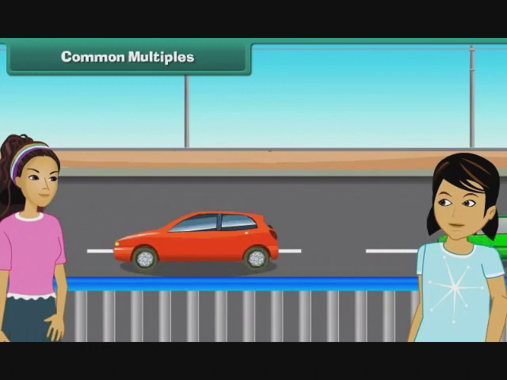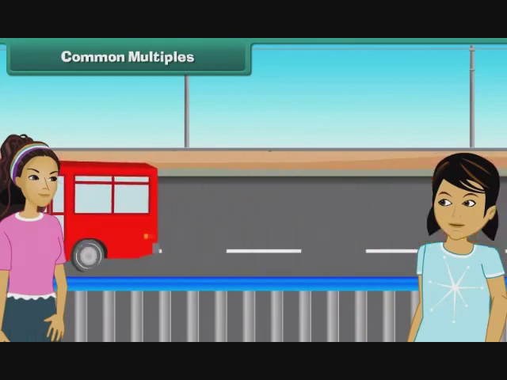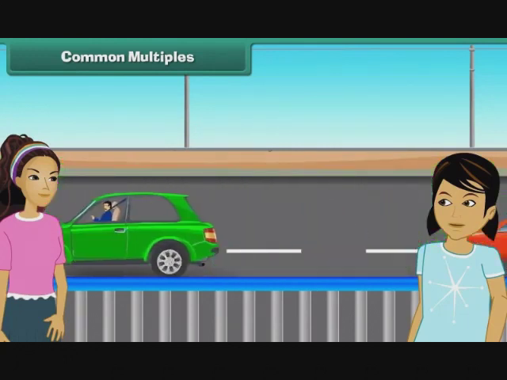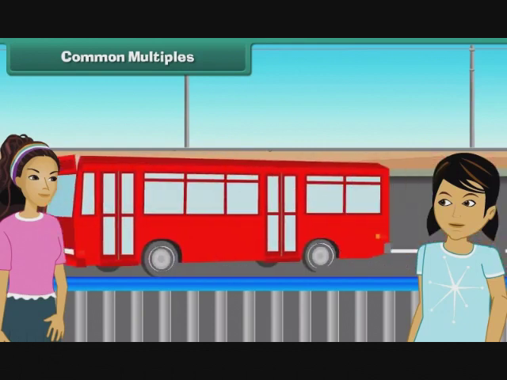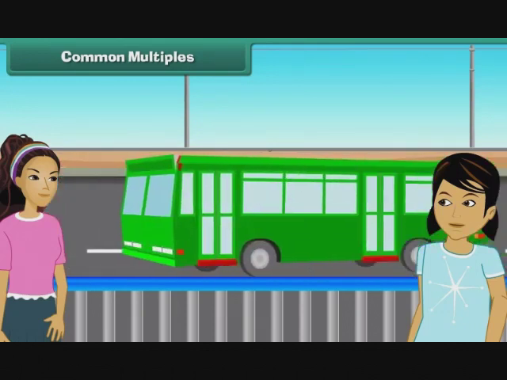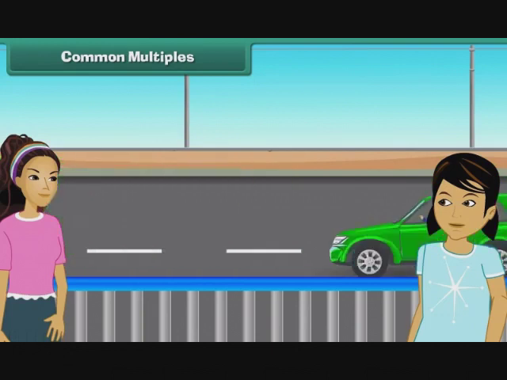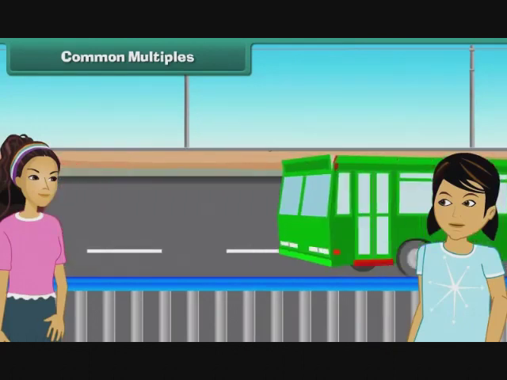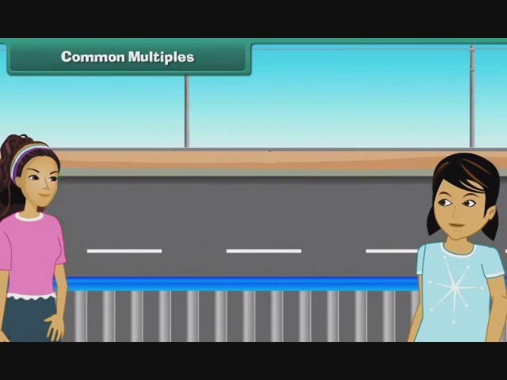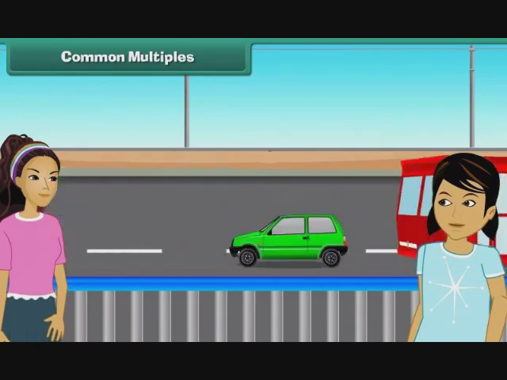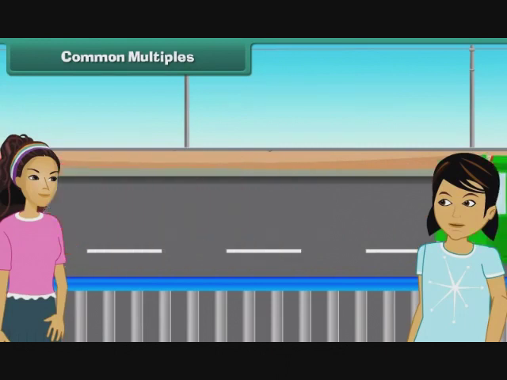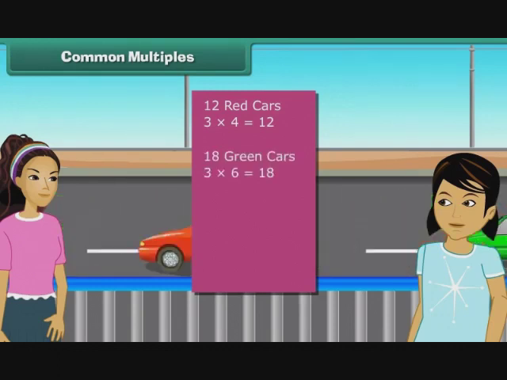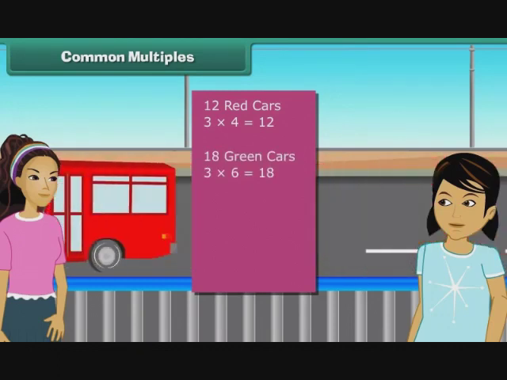Common multiples. Reema and Prerna are playing a game. Reema will count the number of red and green cars on the road. She will try to express them as multiples of 3. Prerna will count the number of red and green buses on the road. She will try to express them as multiples of 6. Reema observes 12 red cars and 18 green cars. She expresses them as 3 multiplied by 4 is equal to 12, 3 multiplied by 6 is equal to 18.